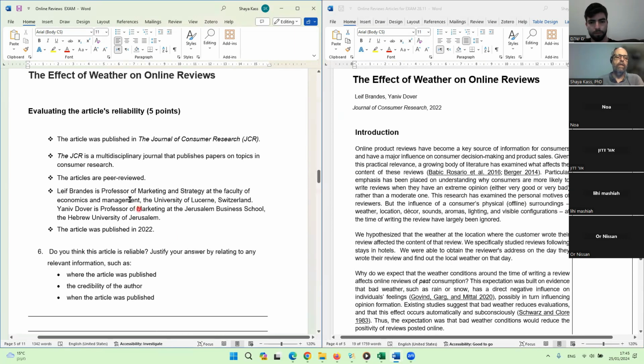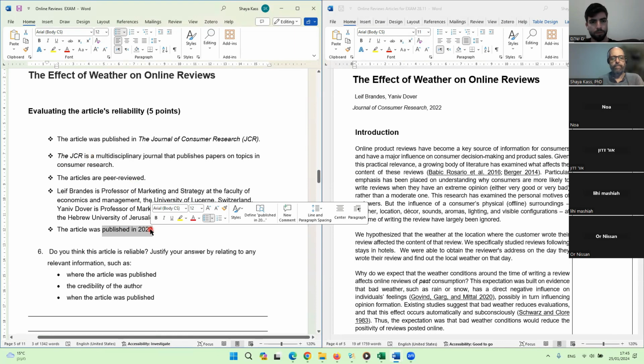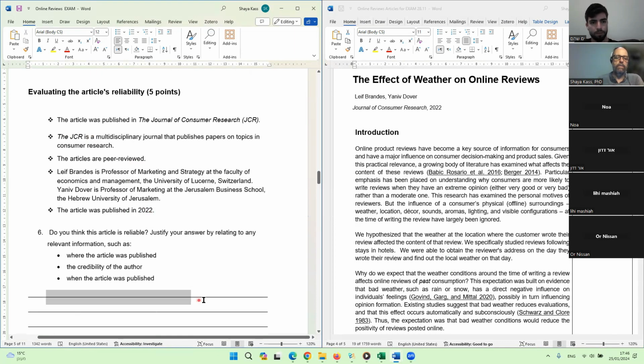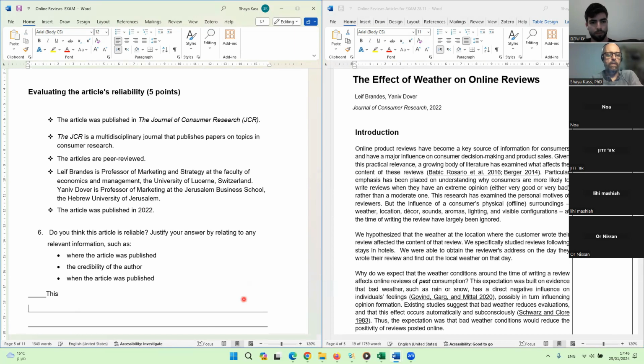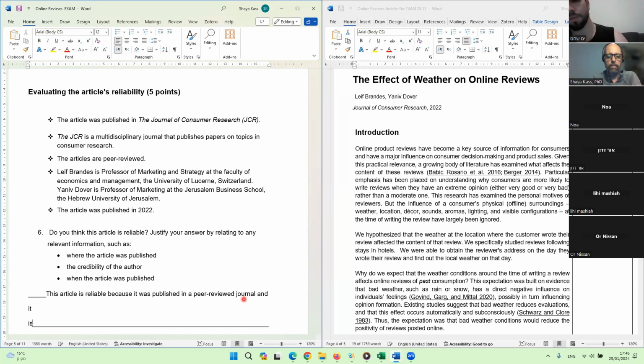Okay, so as I told you earlier, this article was published in a peer-reviewed journal. It's from 2022. There's only one answer. It's reliable. That's the only answer you can give here.